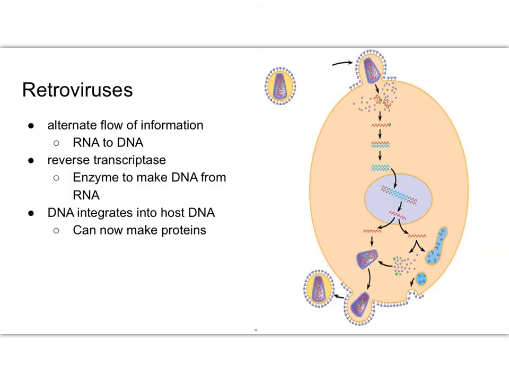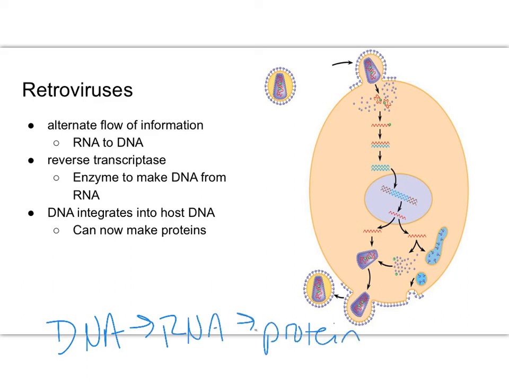So the exception to this process would be what are called retroviruses. So retroviruses have what is considered an alternate flow of information. By that, we mean that instead of the information going DNA, because most of our information flows DNA to RNA to protein, with a retrovirus, it goes from RNA to DNA, and then it will eventually end up back to RNA and a protein.